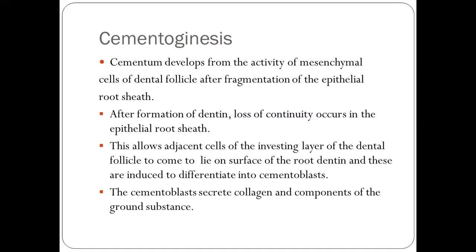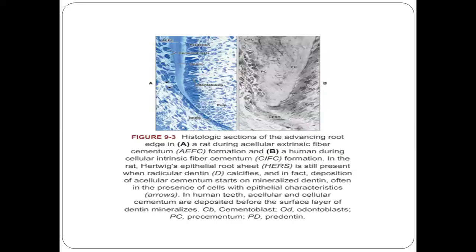Cementogenesis. Cementum develops from the activity of mesenchymal cells of the dental follicle after fragmentation of the epithelial root sheath. After the formation of dentin, loss of continuity occurs in the epithelial root sheath. This allows adjacent cells of the investing layer of the dental follicle to come to lie on the surface of root dentin, and these are induced to differentiate into cementoblasts. These cementoblasts secrete collagen and components of the ground substance. So this is the diagram showing the process of the formation of cementum.